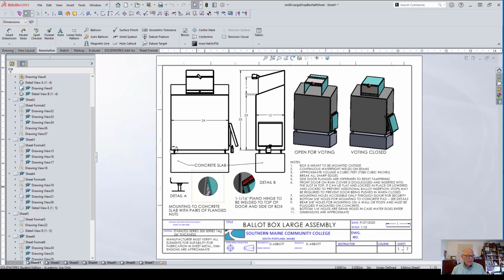So I have a couple details in here just to show how I wanted that to be done. That door in particular was critical. I didn't want to use a gasket because it wears out. Makes it a little hard to close sometimes. So we had a piano hinge across here. I wanted to make it clear that that had to be welded. And then it's got flanges that come up on the sides so that water can't get in from the sides.